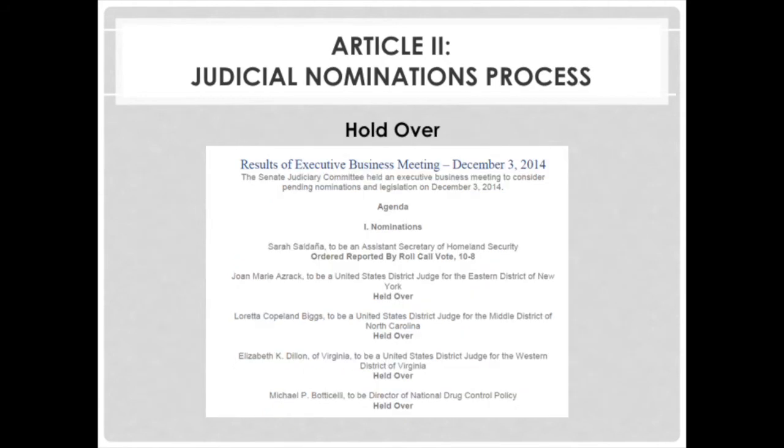What frequently happens before a nomination is reported out of committee is called a holdover. This is where a senator who may have more questions for the nominee or needs a little bit more time to review that nomination would request that the Senate Judiciary Committee hold over for a week until the following executive business meeting that nomination for consideration to be reported out of committee.